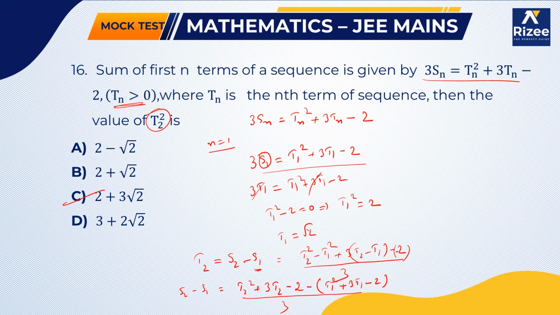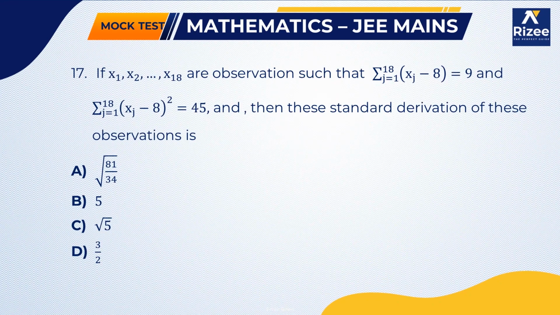Here, if x1, x2, ..., x18 are observations such that summation j equals 1 to 18 of xj minus 8 equals 9, and summation of xj minus 8 whole square equals 45, then what is the standard deviation of these observations? What is the SD?